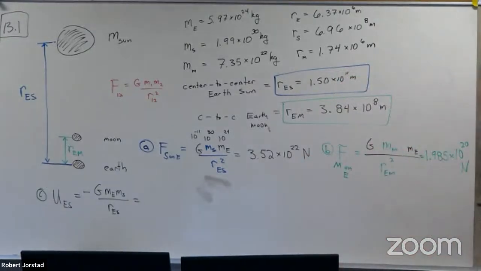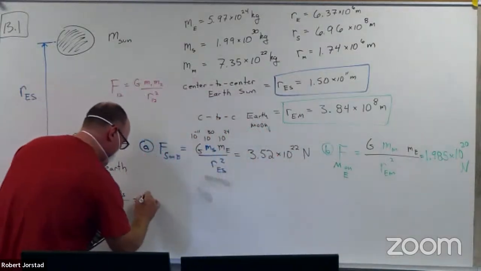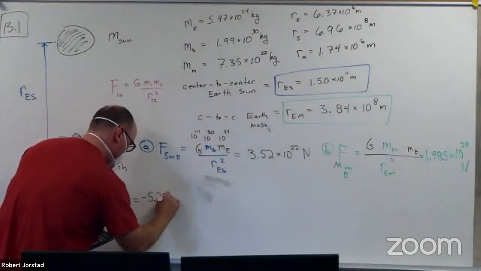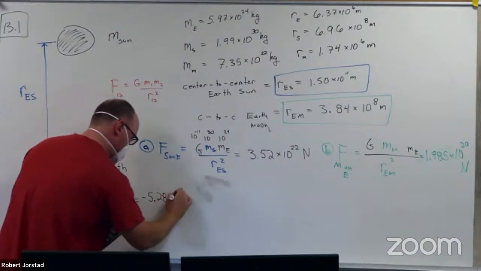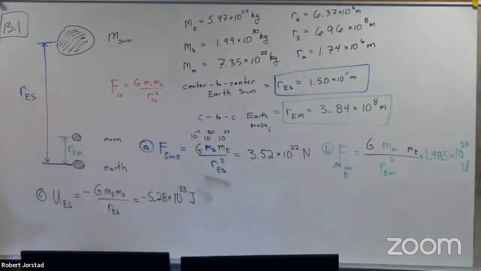Okay, mass of the earth, what is that? 5.97 E24. Yeah, okay. Mass of the sun, 1.99 E, what's it, 30? Then we got to divide by radius Earth-Sun. All right, I got negative 5.28 times 10 to the 33 joules.